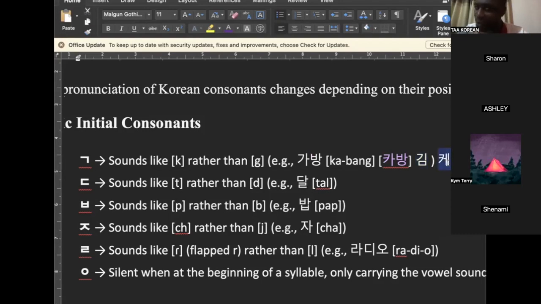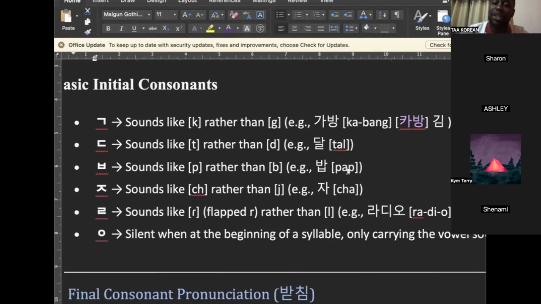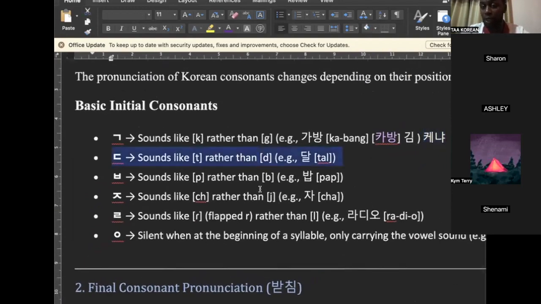Shinami, does that answer your question? Yes, it does. Okay. Now, this initial consonant rule applies to very many of these words in the Korean alphabet. So that also happens to D. But does that mean now if you have the name Tony, you use a D? No, that does not mean that. It doesn't apply to English words, just the Korean ones.